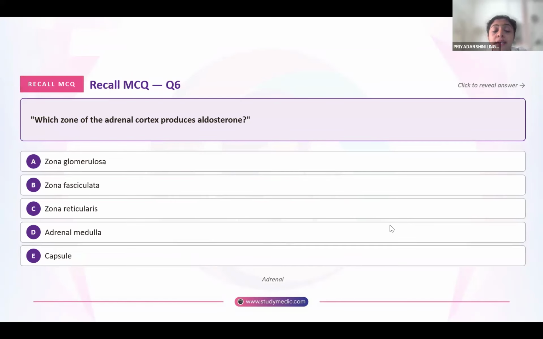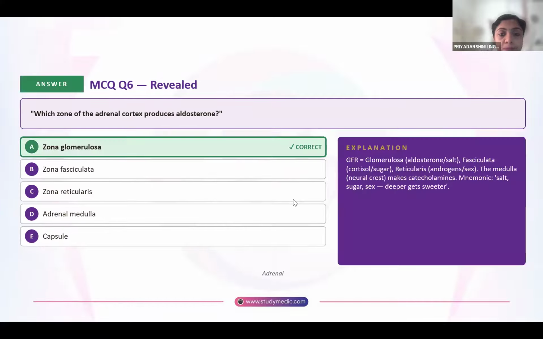Which zone of the adrenal cortex produces aldosterone? So knowing the zones of adrenal, the three areas of cortex and one area of medulla. Okay. So cortex producing aldosterone. So how did we remember it? GFR, glomerulosa fasciculata reticularis. Your glomerulosa produces aldosterone. Fasciculata is for your cortisol and reticularis is for your androgens. This is how we remember.